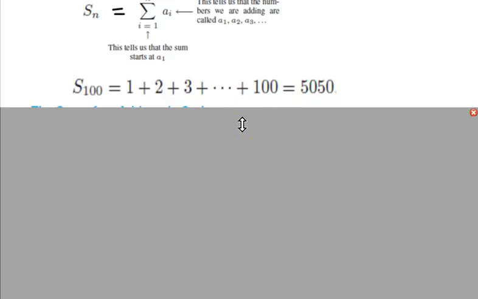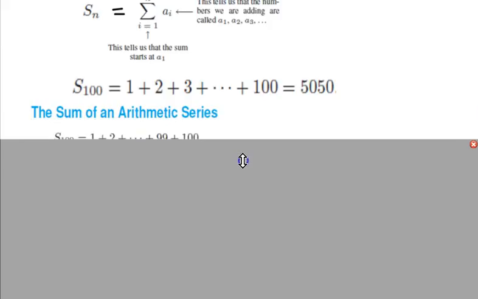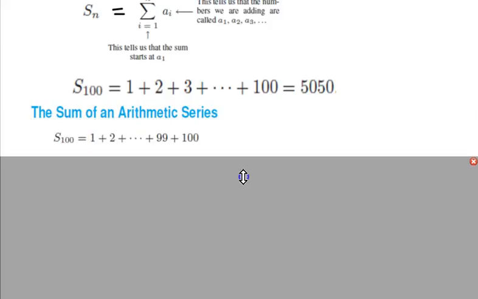Some people suppose that the reason he was able to come up with the correct answer so quickly is because he noticed a pattern, and instead of adding up each of those numbers, he was able to make use of the pattern. So let's take a look at this pattern: the numbers from 1 to 100.